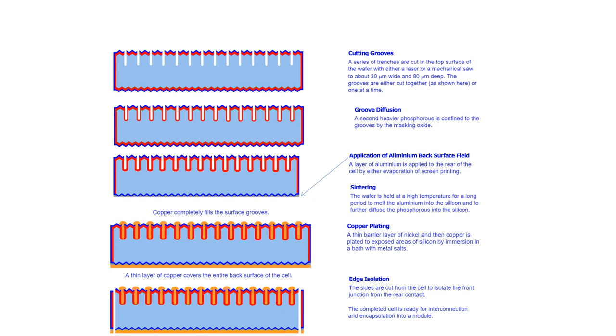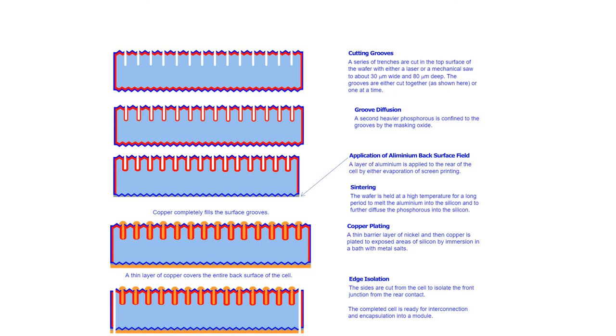Then application of the aluminum back surface field is carried out. A layer of aluminum is applied to the rear of the cell by either evaporation or screen printing. In the next step, sintering is done. The wafer is held at a high temperature for a long period to melt the aluminum into the silicon and to further diffuse the phosphorus into the silicon.